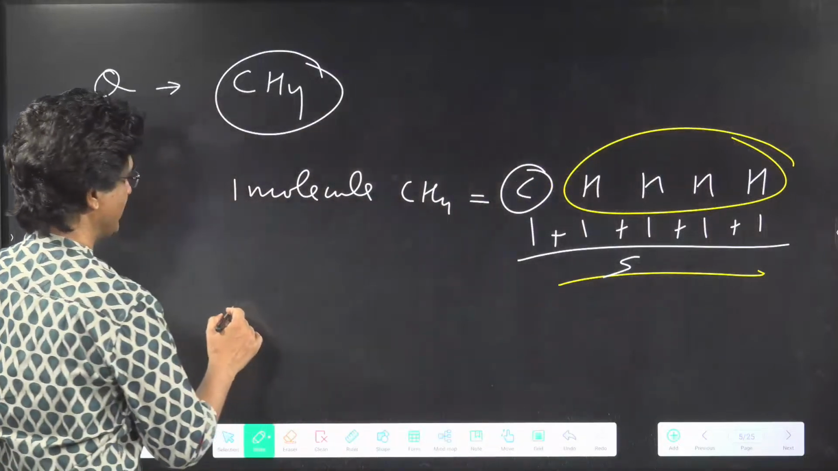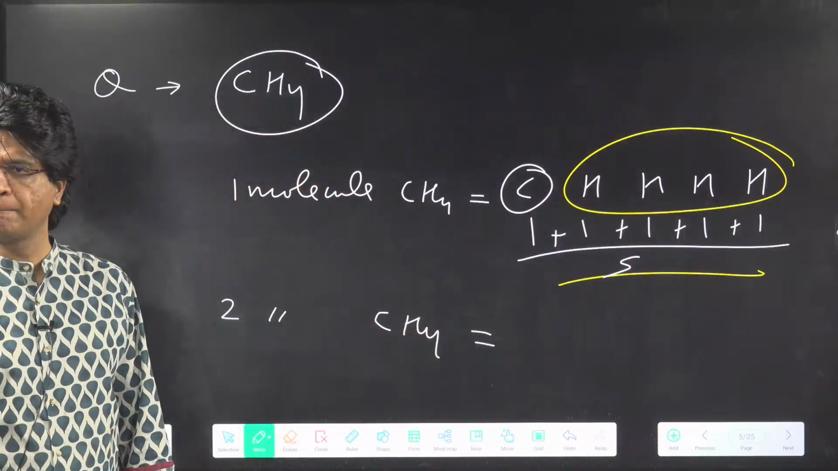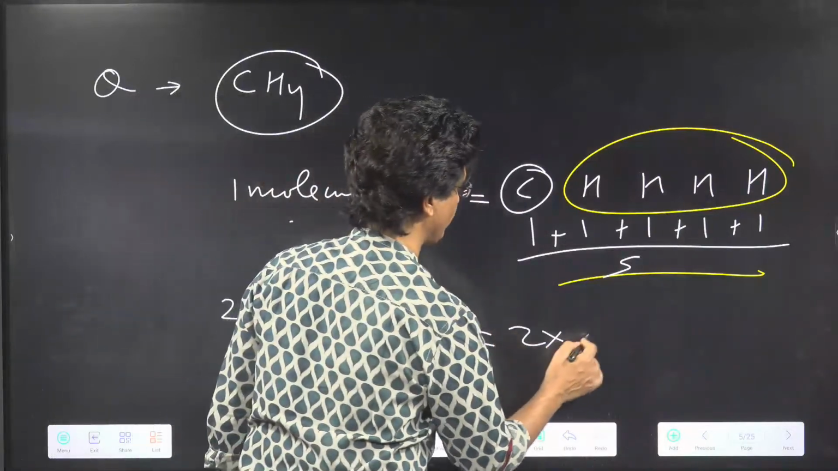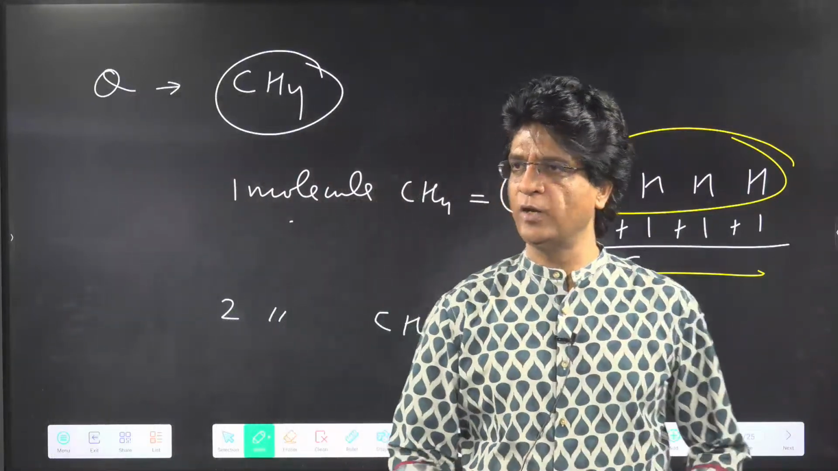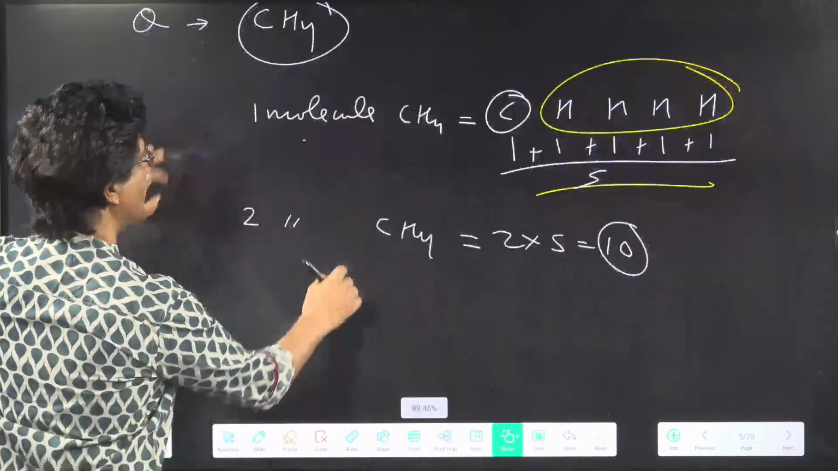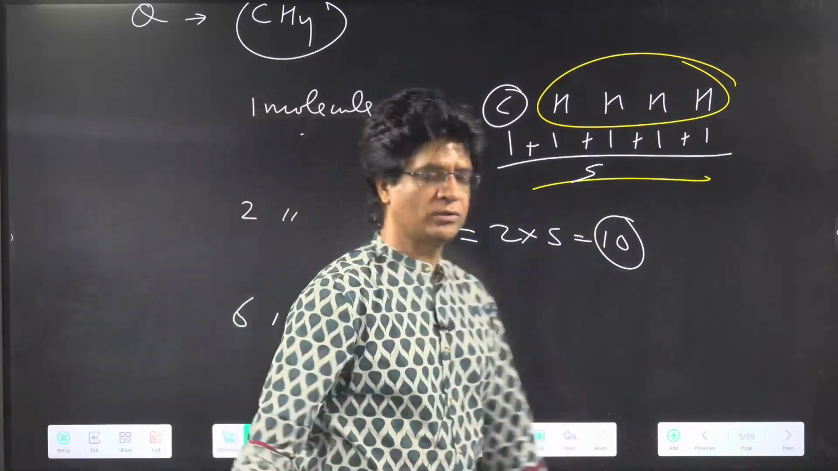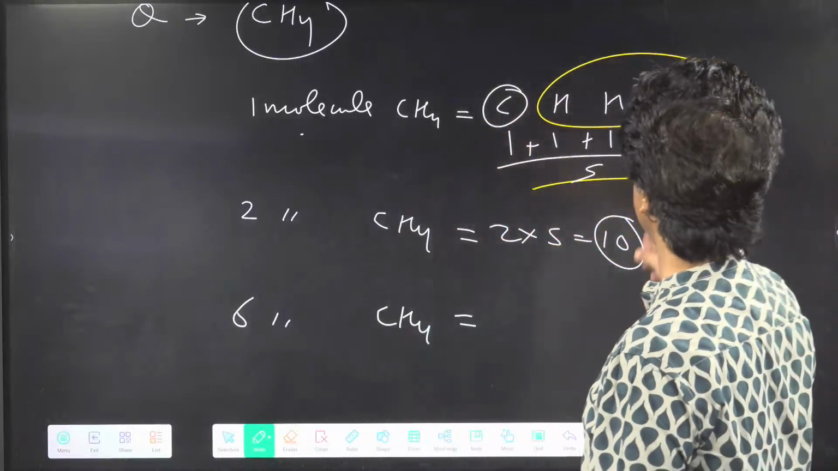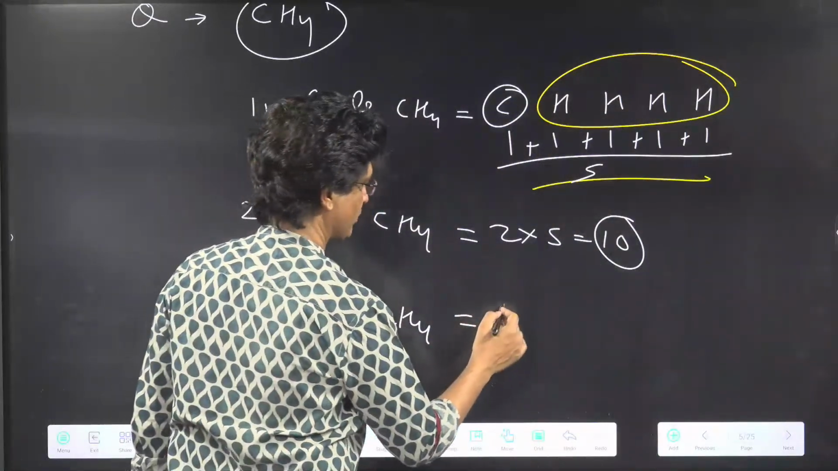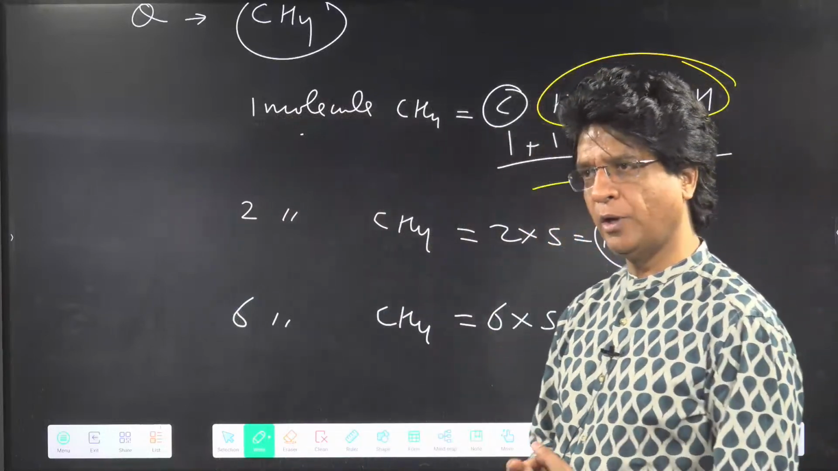Similarly, if I take 2 molecules of CH4, how many atoms will be there? If one has 5, 2 will have 2 into 5, that is 10. There will be 10 of them. Be careful. Similarly, if one molecule of CH4 has 5, how many atoms will 6 molecules have? One has 5, 6 will have 6 into 5. That is 30. There are 30 atoms. Sure about it?